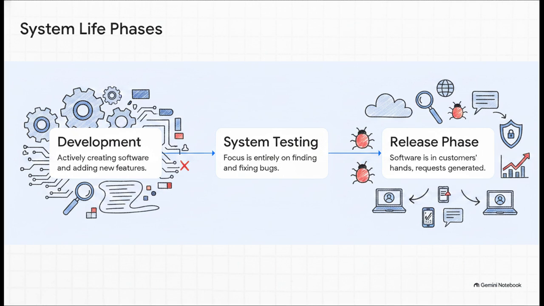Phase 2 is the system testing phase. Now, I want to point out a very common student misconception here, so please pay attention. During the system testing phase, absolutely no new features are added. 0. The focus is entirely on finding and fixing bugs, performance issues, and vulnerabilities. Finally, Phase 3 is the release phase. The software is finally in the customer's hands, and this is where we start generating new change requests and bug reports from actual, real-world users.